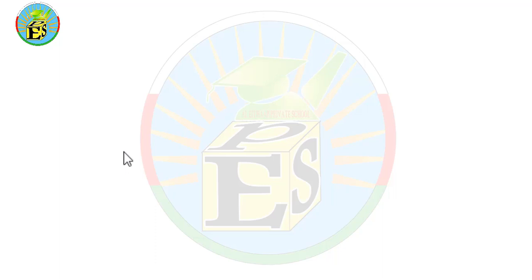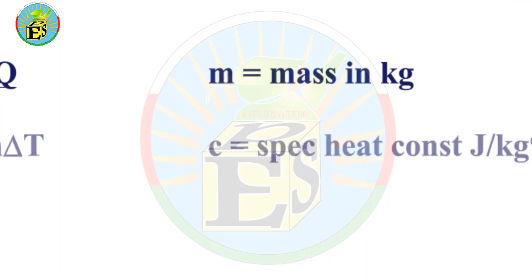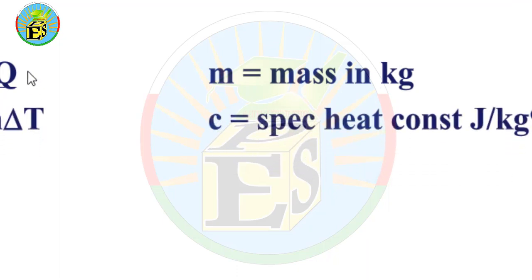So heat capacity depends on the mass of the object. A specific heat capacity, C, includes a term for the mass of the material. It is the amount of energy required to raise the temperature of 1 kilogram of a substance by 1 Celsius or Kelvin. C equals Q over m delta T.